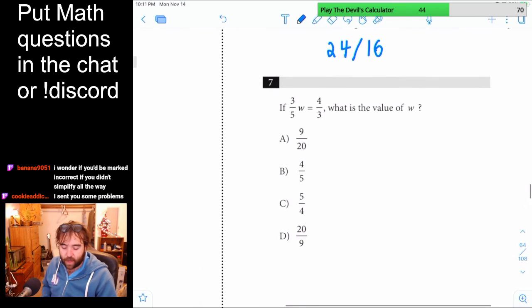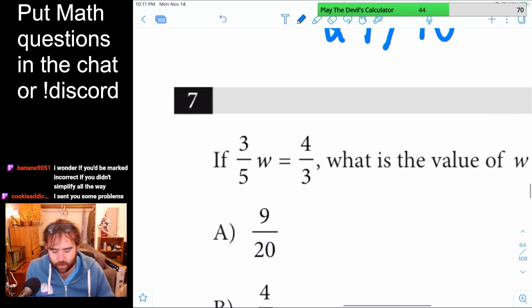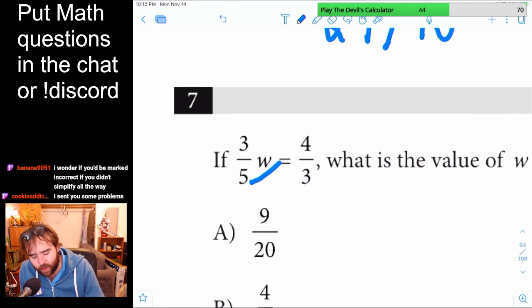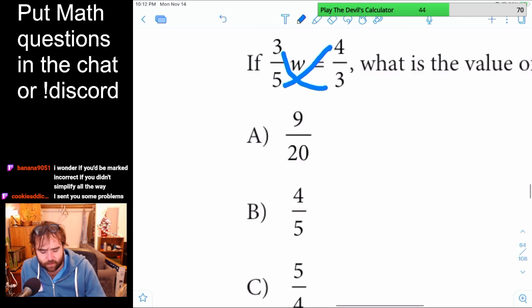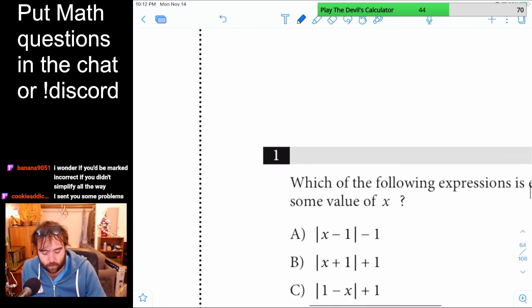All right, so now we got 2 more. So what is the value of w? Well, I would just cross multiply. Maybe not even cross multiply. I'd multiply the 5 on the top there, the 3 on the bottom there. So that's just 5 times 4 over 3 times 3. That's just 20 over 9. Don't need to spend any more time on that problem.